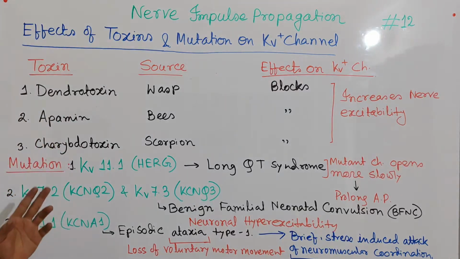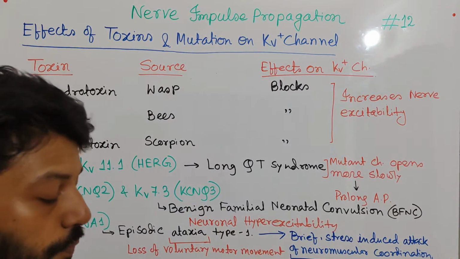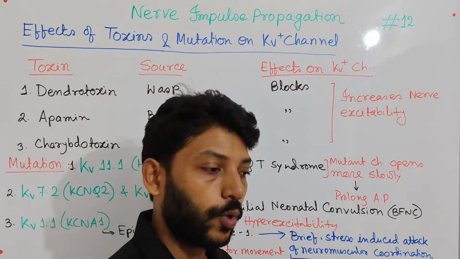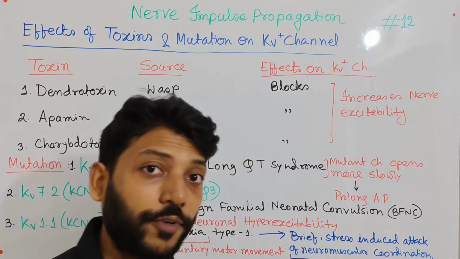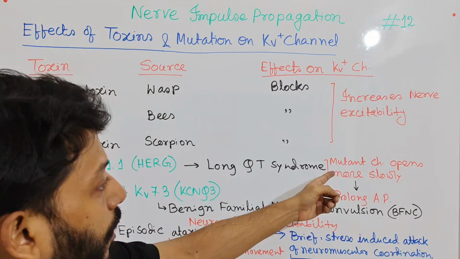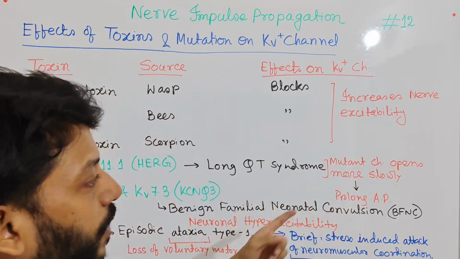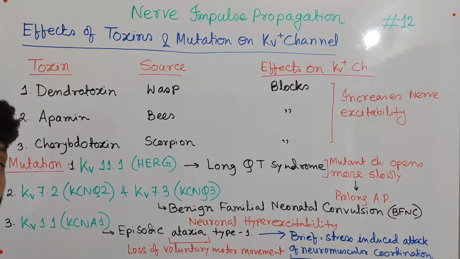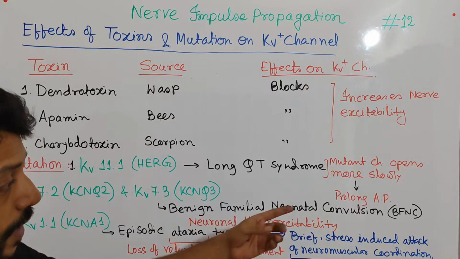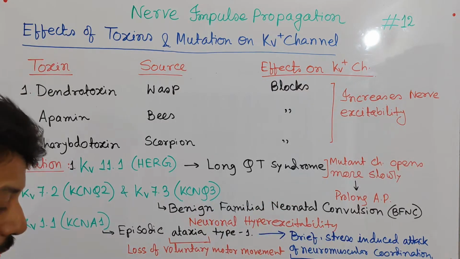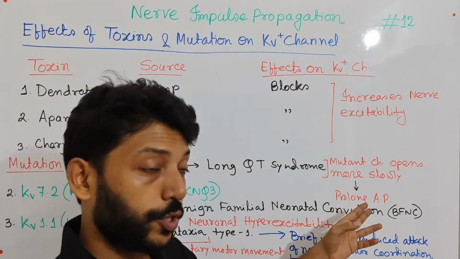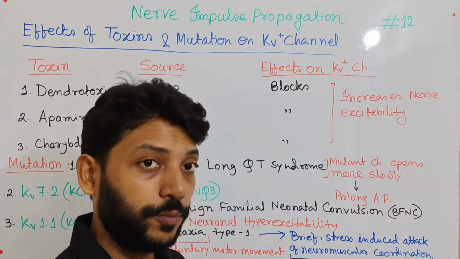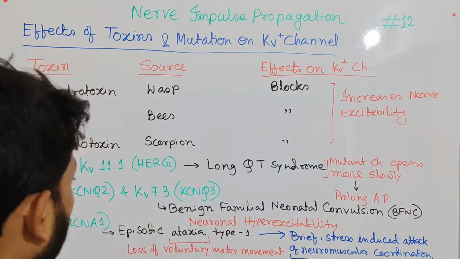Now why does it occur? Because this channel does not perform its normal function, and it is due to the loss of function of this gene. The mutant channel opens more slowly. As it opens more slowly, repolarization occurs late, and that causes prolongation of the action potential. In the cardiac muscle, if the action potential prolongs, what happens? Cardiac arrhythmias come and sudden death can occur.